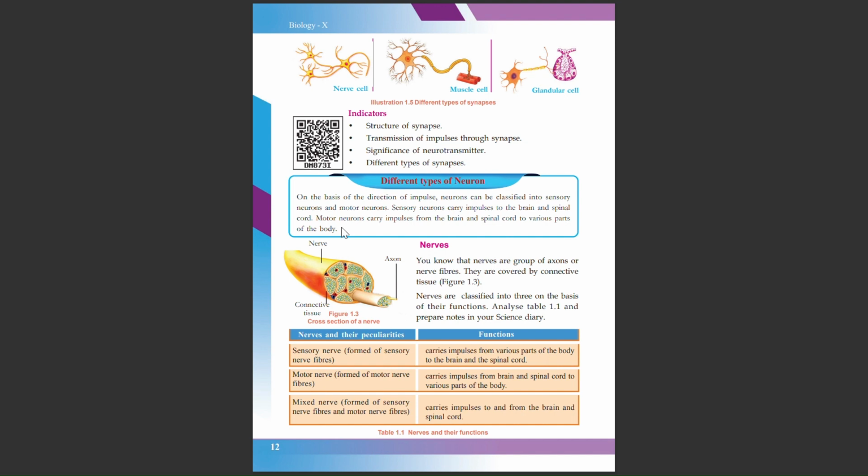Sensory neurons take the impulses to the brain and the spinal cord, and the motor neuron, like in case you feel like walking, that is from the brain. You're thinking and you will do that. That is motor. You will do some action. That is motor, from the brain to the body, to the skeletal muscles.